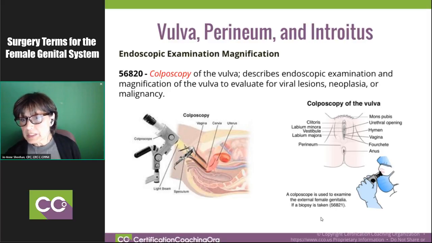A colposcope is used to examine the external female genitalia, but if a biopsy is taken instead of the 56820, it would be 56821. And so this is basically this side of where the colposcope would go, and this is the side view.